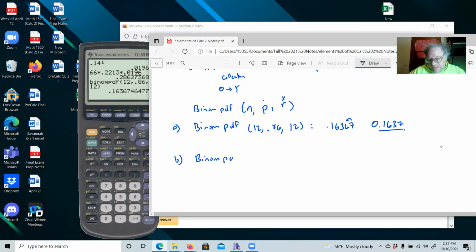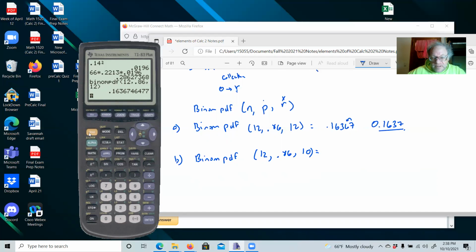Binomial PDF. Right, this is part B. So we still have a collection of 12 things. We want probability of success 0.86. And then how many did we want for successes? In this case, the particular value is 10. Okay, and we're just going to recalculate that.